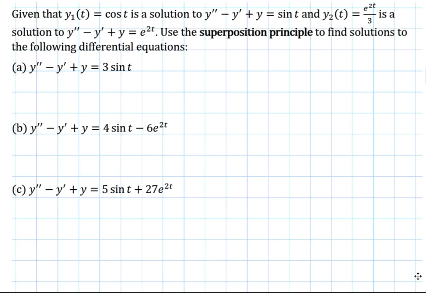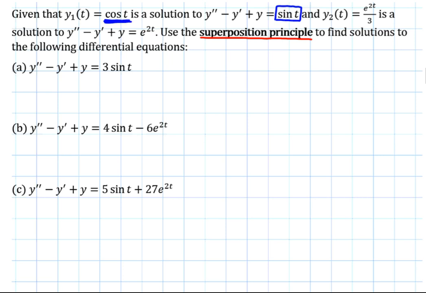We will use superposition on this problem. First, when we have the equation of second derivative minus derivative plus y equal to sine t. So if we have sine t on the right hand side, the solution is going to be cosine of t.